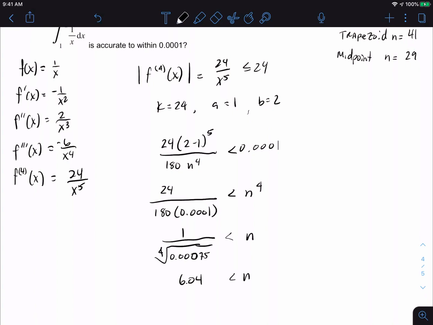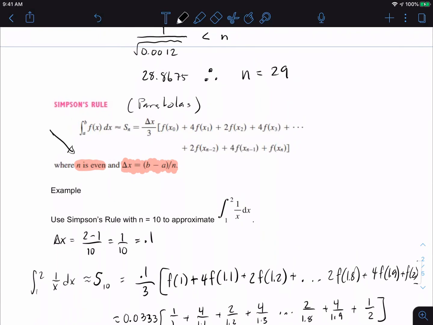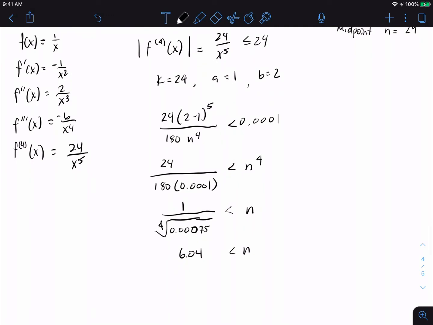Everyone wants to say 7, but I highlighted something when I talked about Simpson's rule. And this is where you'll make your mistakes. What does n have to be? An even number. So if it can't be 7, it's going to have to be 8. It is 8. It's overkill, but it's 8. Because we need to remember that n must be even.